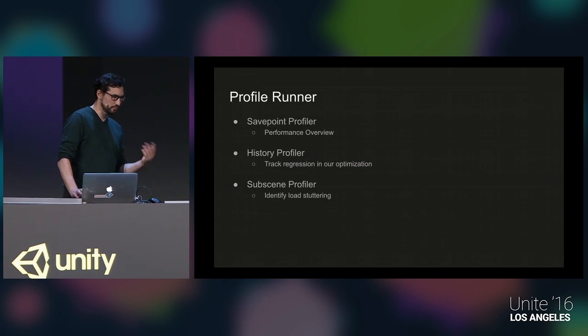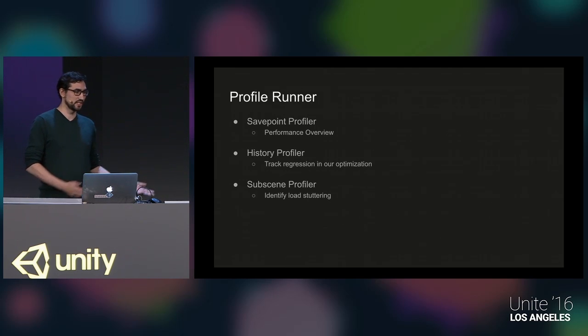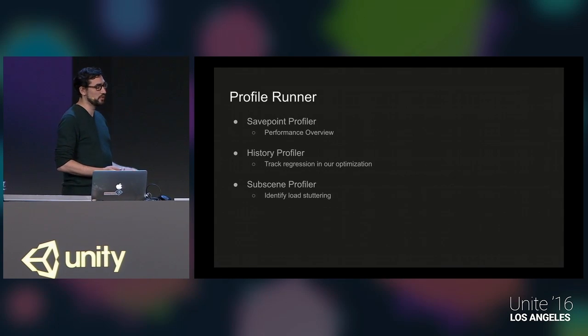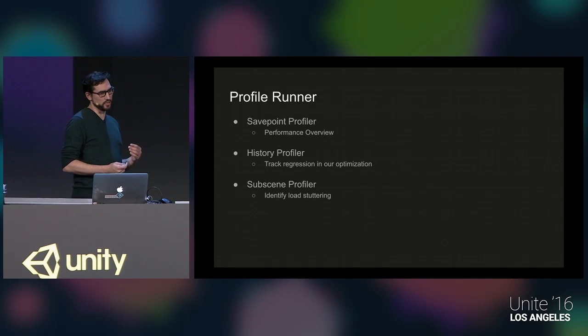So what we got out of the profile runner was the save point profiler. It was a good thing for performance overview, which helped us a lot when to focus on our optimization. We have the history profiler that we use to track progression and regression in our optimization, and then we have the subscene profiler to identify load stutterings for subscenes.